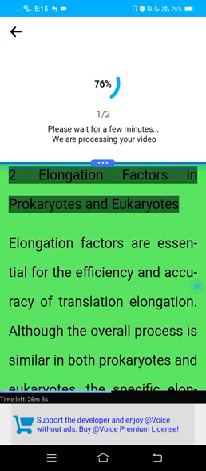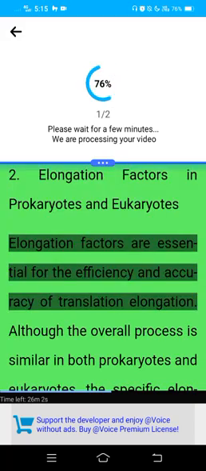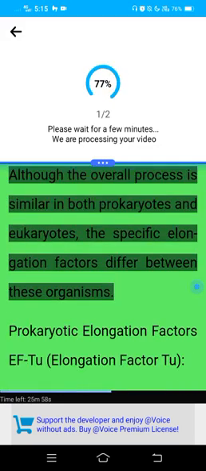2. Elongation factors in prokaryotes and eukaryotes. Elongation factors are essential for the efficiency and accuracy of translation elongation. Although the overall process is similar in both prokaryotes and eukaryotes, the specific elongation factors differ between these organisms.